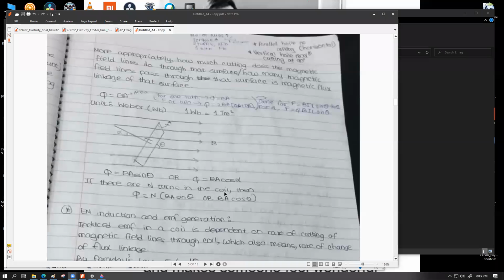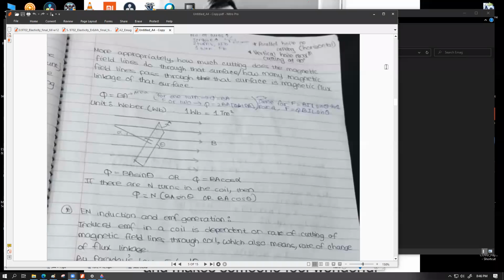So if there are n turns on the coil, then phi equals n multiplied by this whole thing. So n number of turns থাকলে আমাদের n দিয়ে মাল্টিপ্লাই হবে। এখন এই কয়েলটাকে আমরা রেক্টেঙ্গুলার দেখাইছি কারণ typically মোটর বা জেনারেটরে which usually have rectangular coils. But if you have circular coils, then you can find the area by pi r square, circular area. The area is basically the total area of the whole thing.